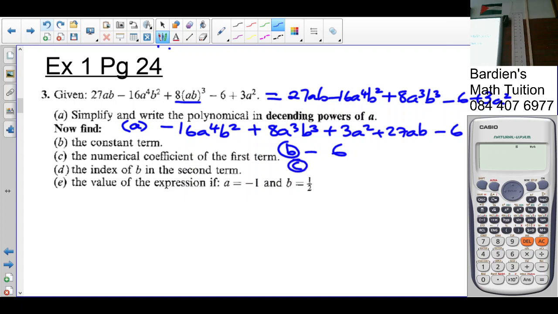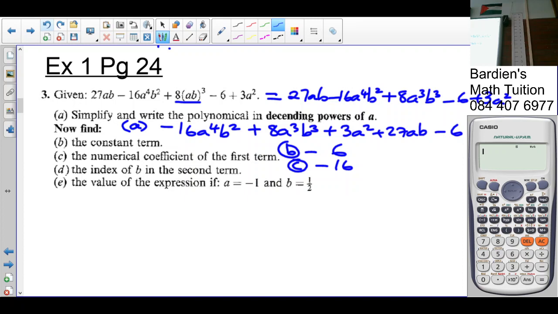C's question is the numerical. What is the numerical? The number. The numerical coefficient of the first term. So this is the first term. So the numerical is the number. So the numerical coefficient of the first term is? Negative 16. Okay. If you write negative 16a to the 4 b, you're going to get it wrong. Okay, so you're not answering the question.